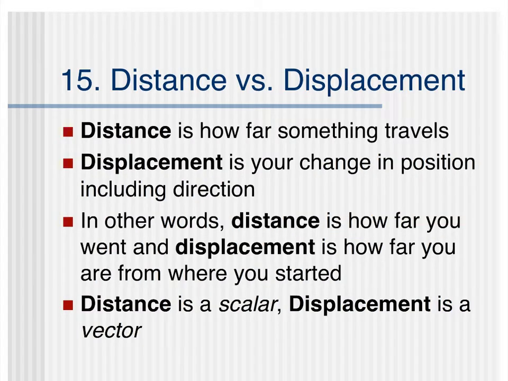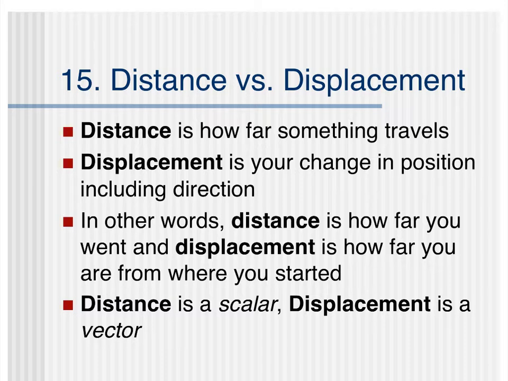The next two things we need to distinguish between are distance and displacement. So distance, which I'm sure you're probably familiar with, is how far something travels. Okay? Displacement is slightly different. It's the change in position of an object, including the direction. Now, you might be thinking, well, isn't that the same? What's the difference between the change in position and how far something goes?